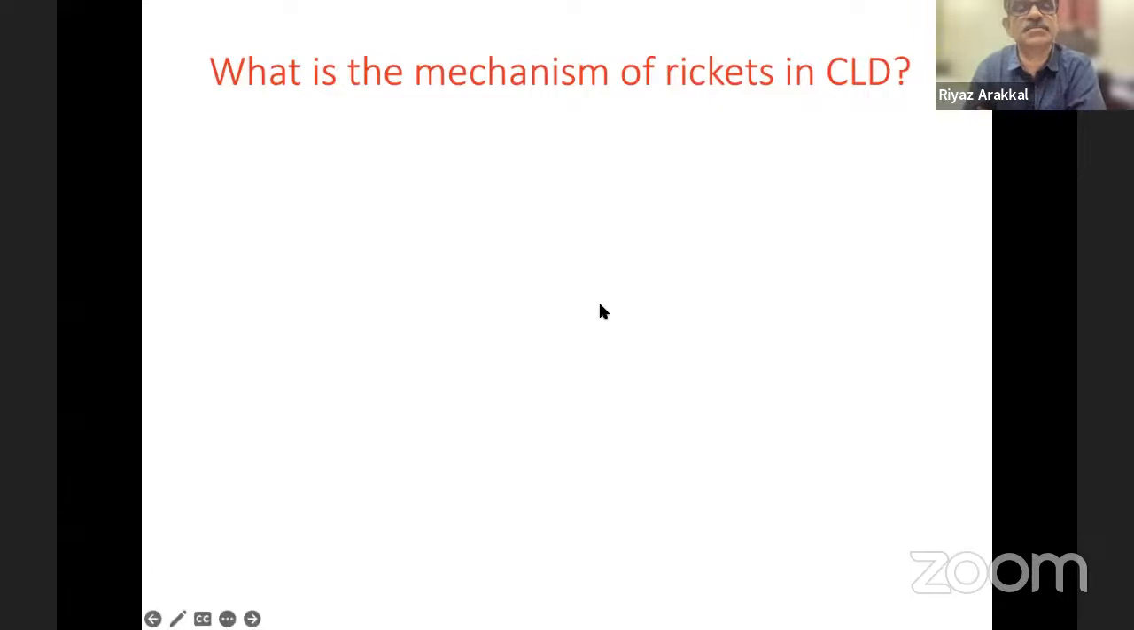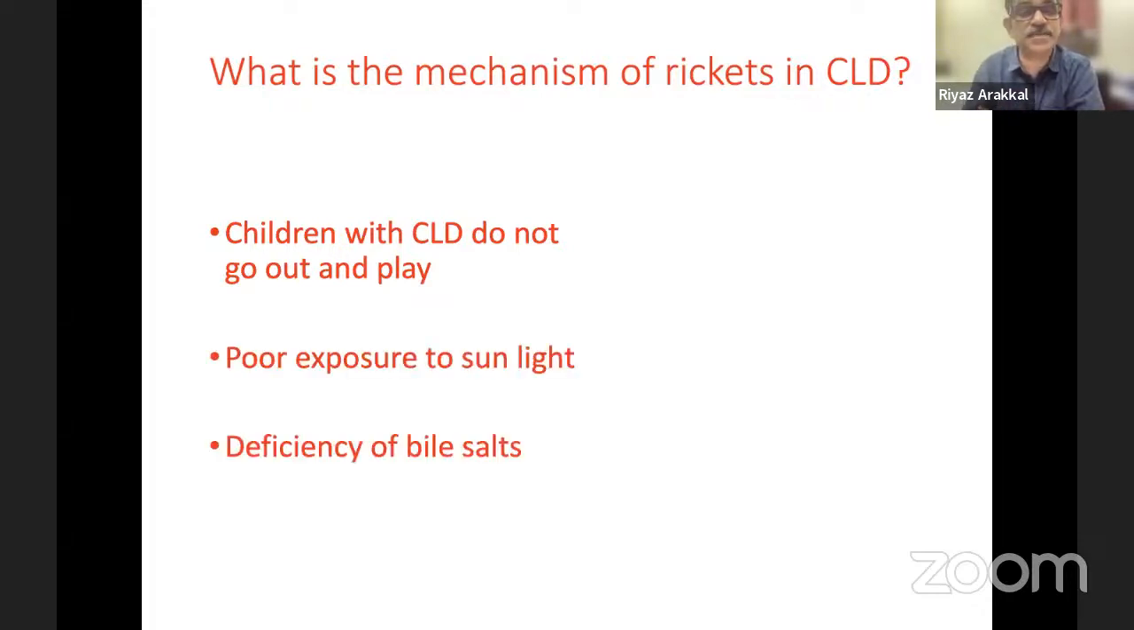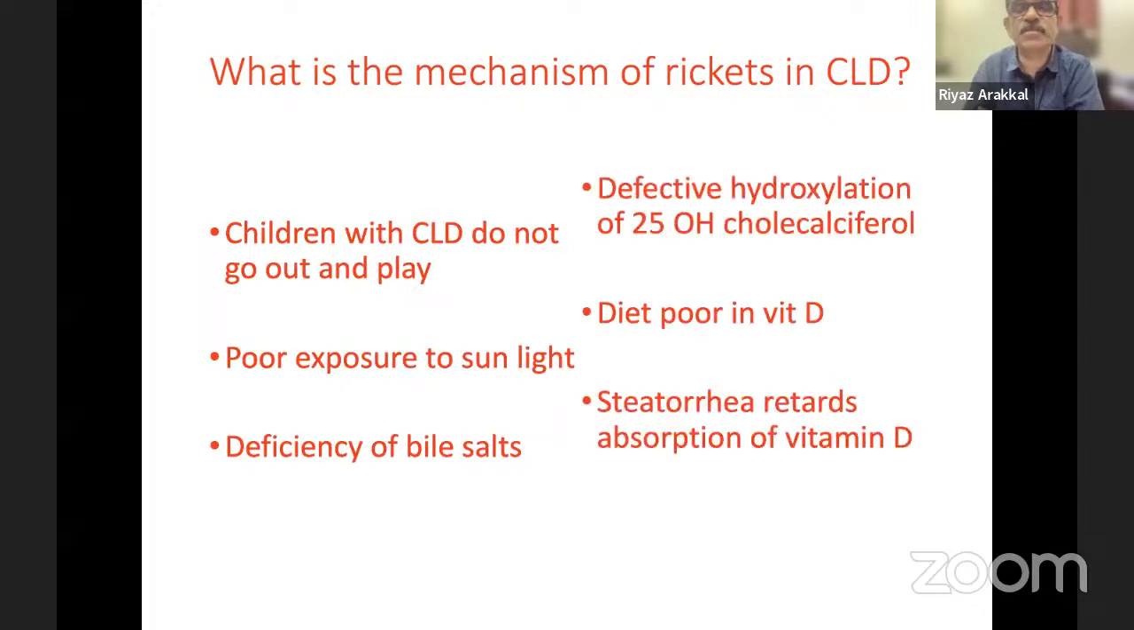It's called hepatic rickets. The fat-soluble vitamin deficiency will be there. The first reason is that children with chronic liver disease are so sick that they do not go out and play, so they're not exposed to the sun. So, poor exposure to sunlight. Then deficiency of bile salts. Defective hydroxylation of 25-hydroxycholecalciferol: that's the function of the liver, to hydroxylate 25-hydroxycholecalciferol to 1,25-dihydroxycholecalciferol. This doesn't take place properly. The child's diet may be poor in vitamin D, and the steatorrhea will retard absorption of vitamin D. So there are so many reasons why they develop rickets in chronic liver disease.